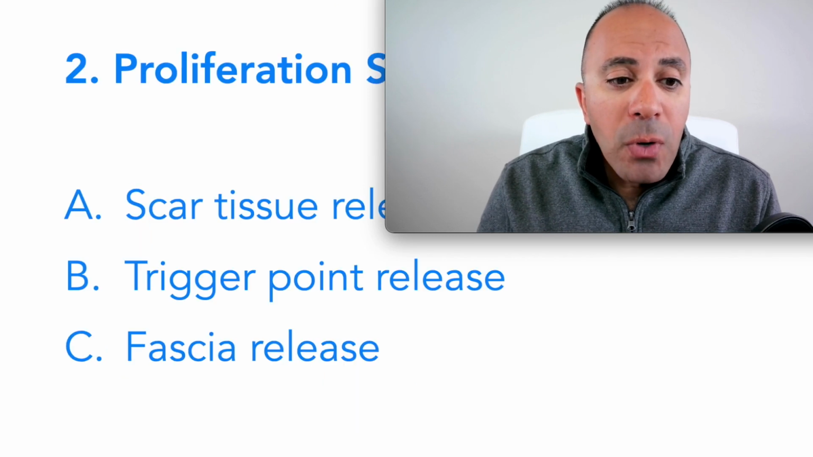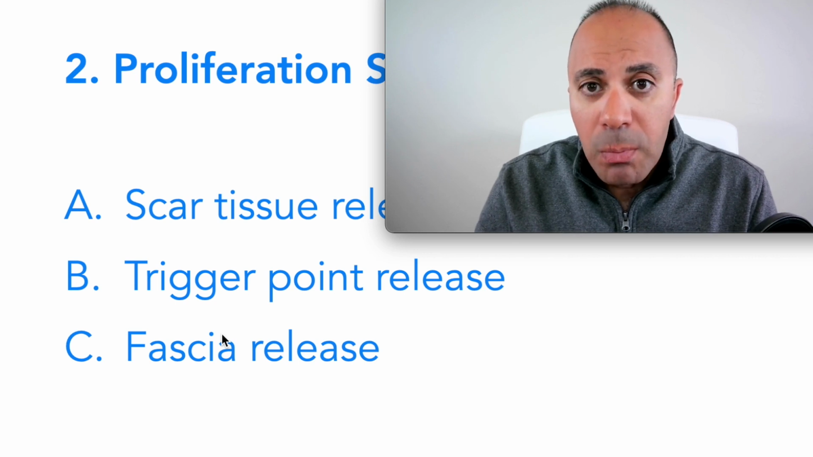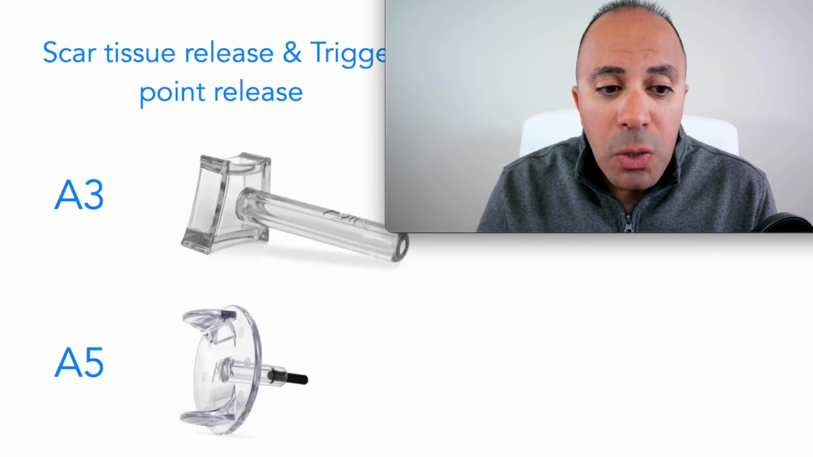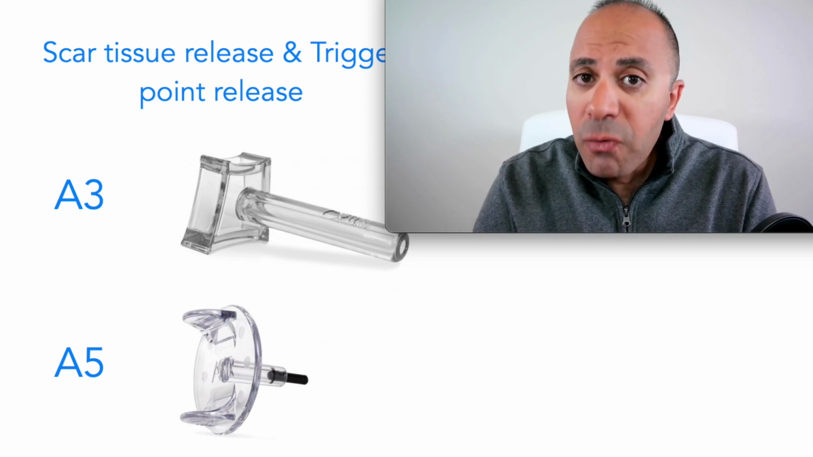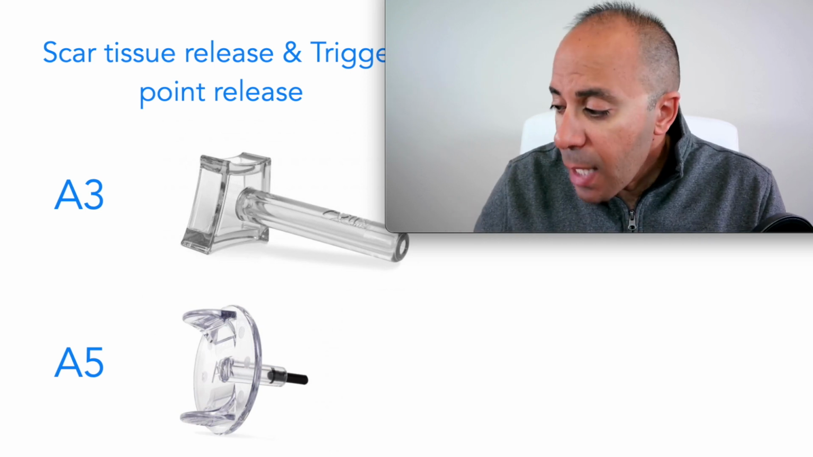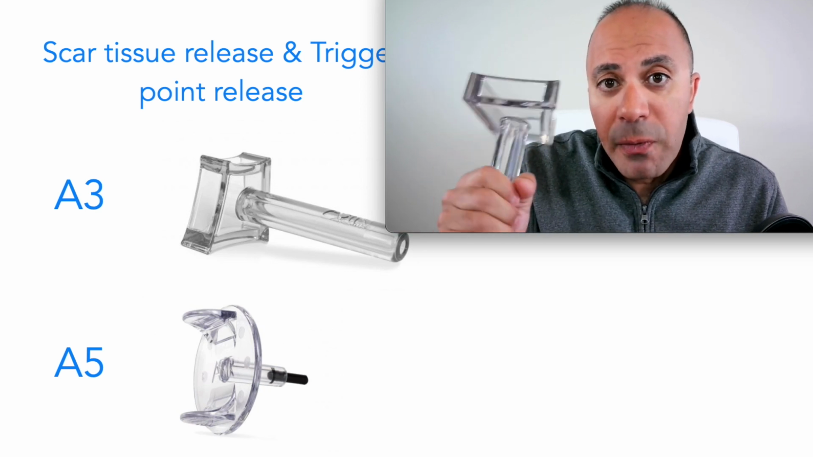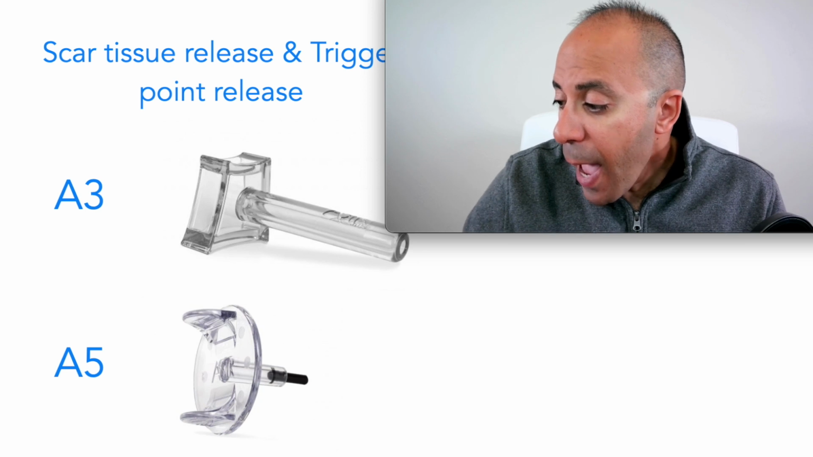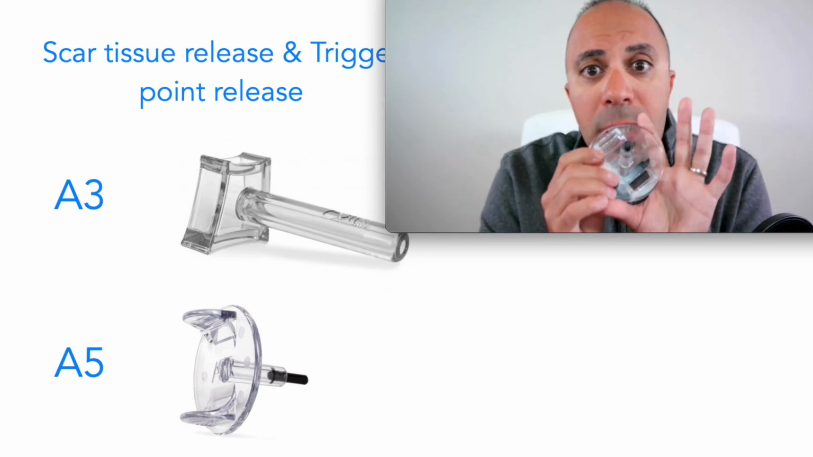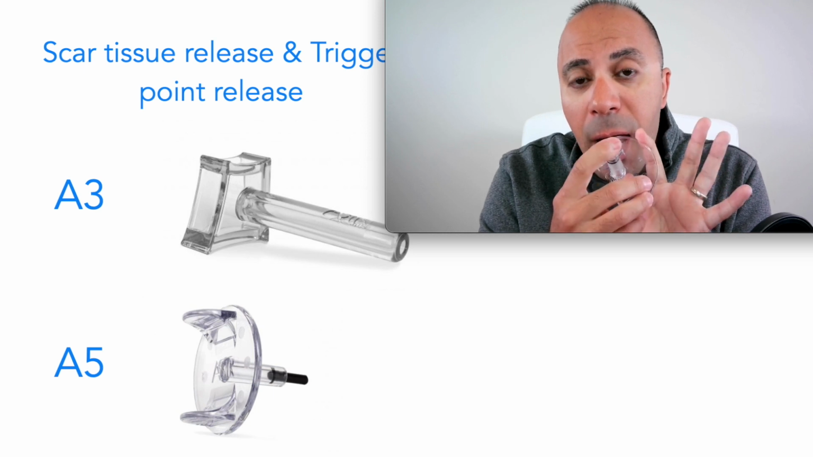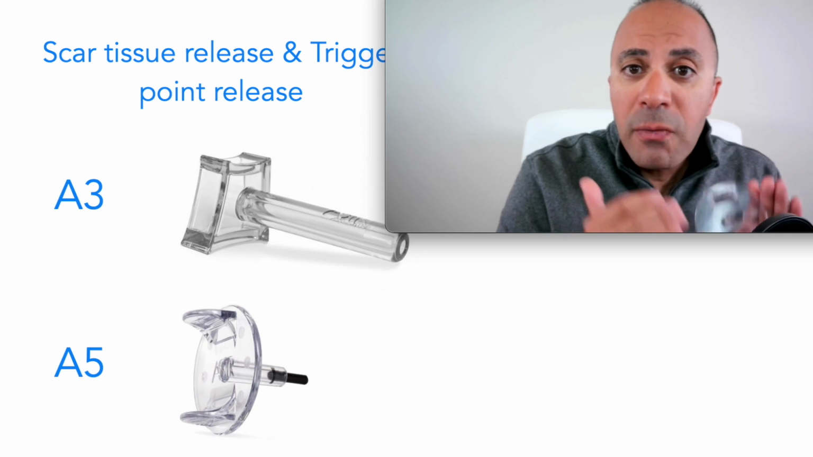So for the proliferation stage, we need to work on the scar tissue, the fascial section, and trigger points. What I personally do in relationship to the inflammation is first decrease the inflammation, and after that I use the A3 to break the superficial scar tissue. And with the A5, I go deep to release the trigger point and break the deep adhesion. And as I said, it's in relationship to the inflammation stage.